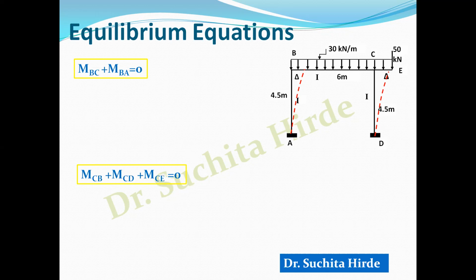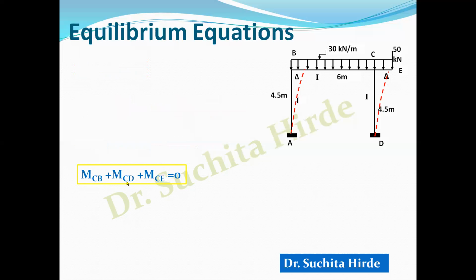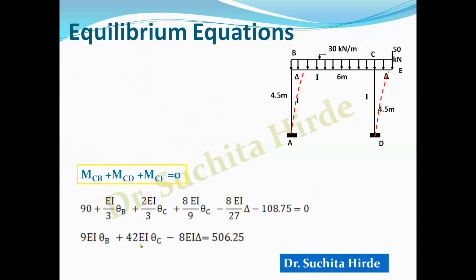The third equation is called the shear equation. What is MBC? MBC is the equation which we have derived in slope deflection form. If you add MBC and MBA, you will get this equation. So this is our first equilibrium equation. Similarly, you have to form the equation at C. At C, if you write MCB, MCD and MCE, you will get an equation like this. This minus 108.75 is MCE, the joint moment which we calculated initially at C. If you simplify this, you will get 9EI theta B plus 42EI theta C minus 8EI delta is equal to 506.25. So this is our second equation of equilibrium.